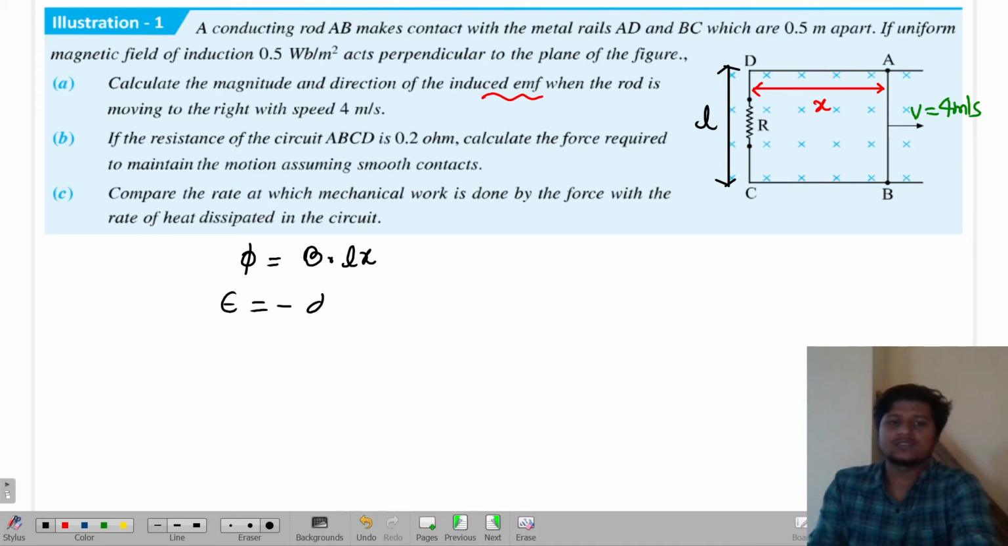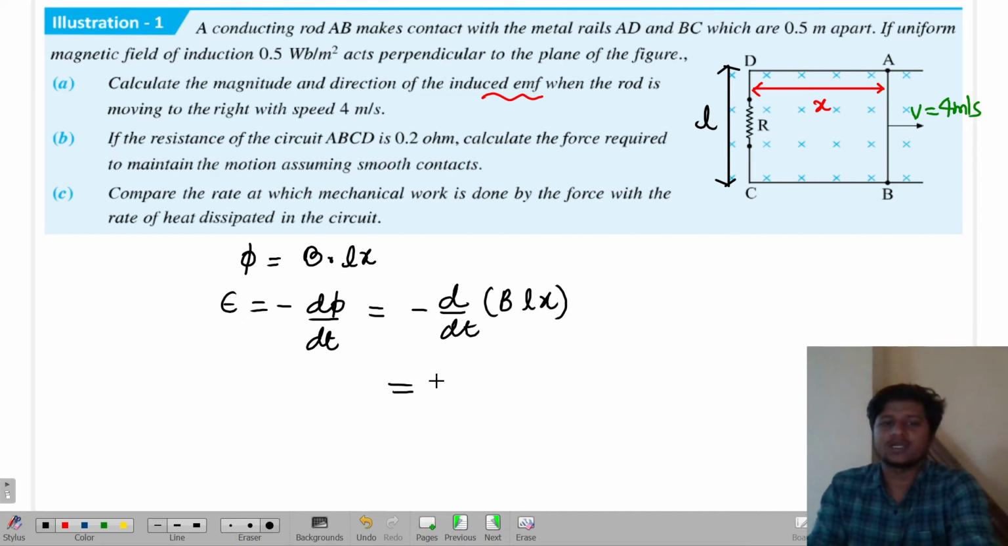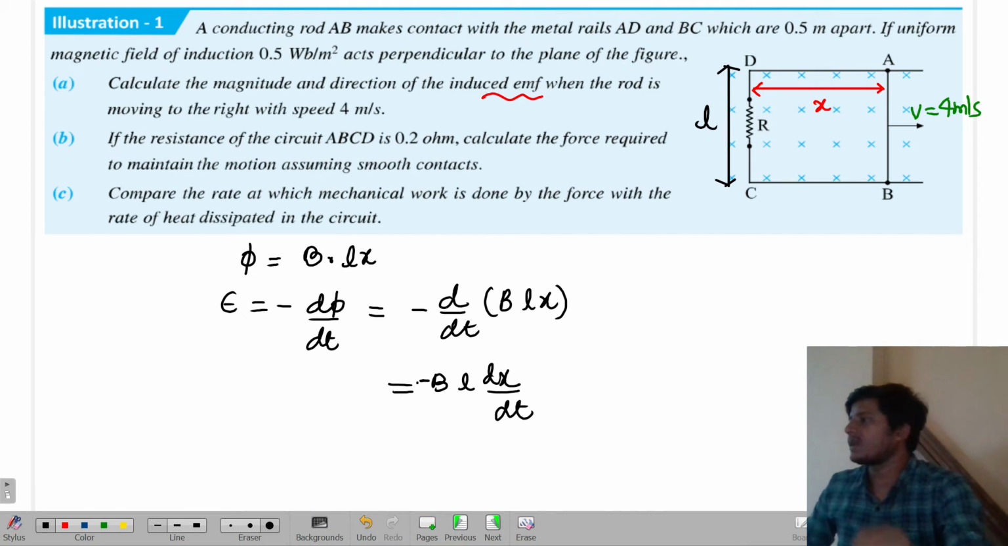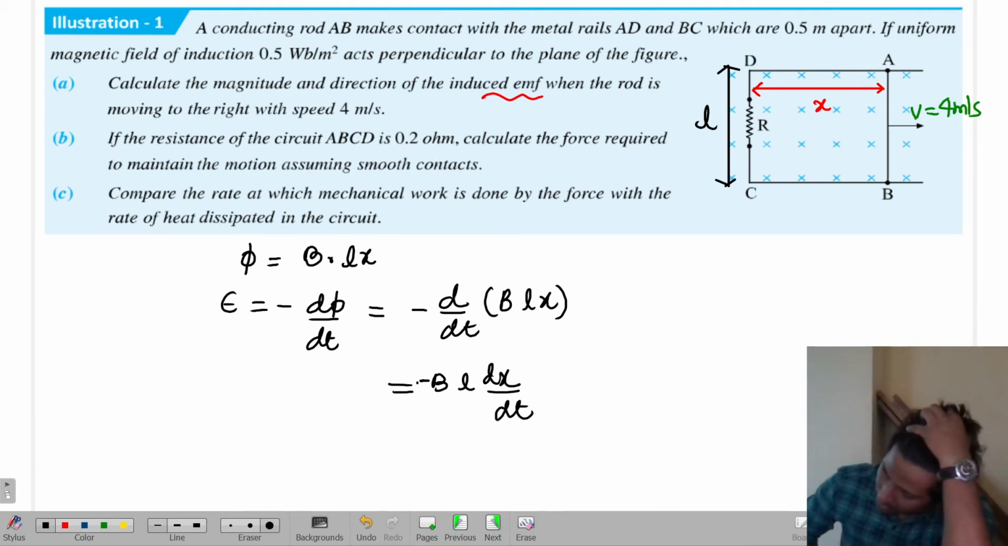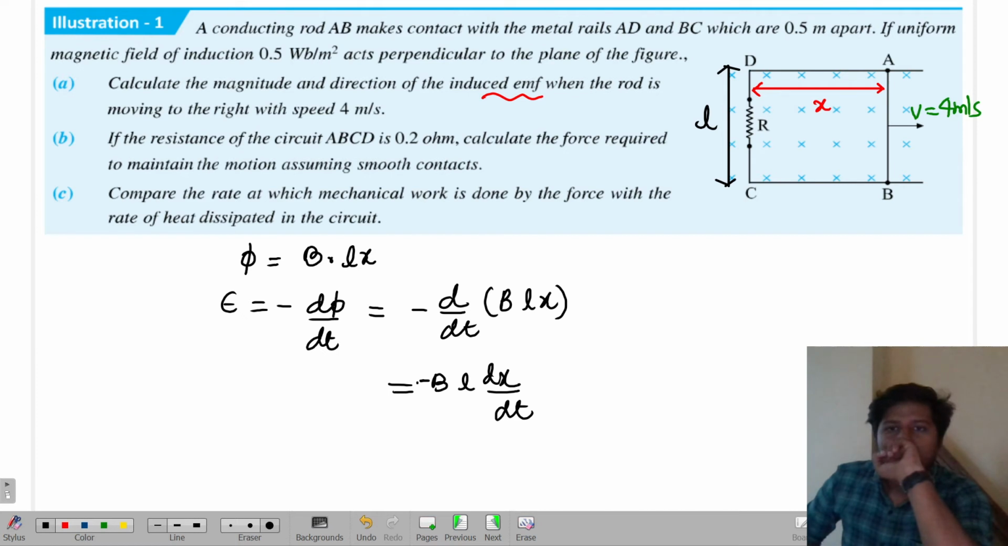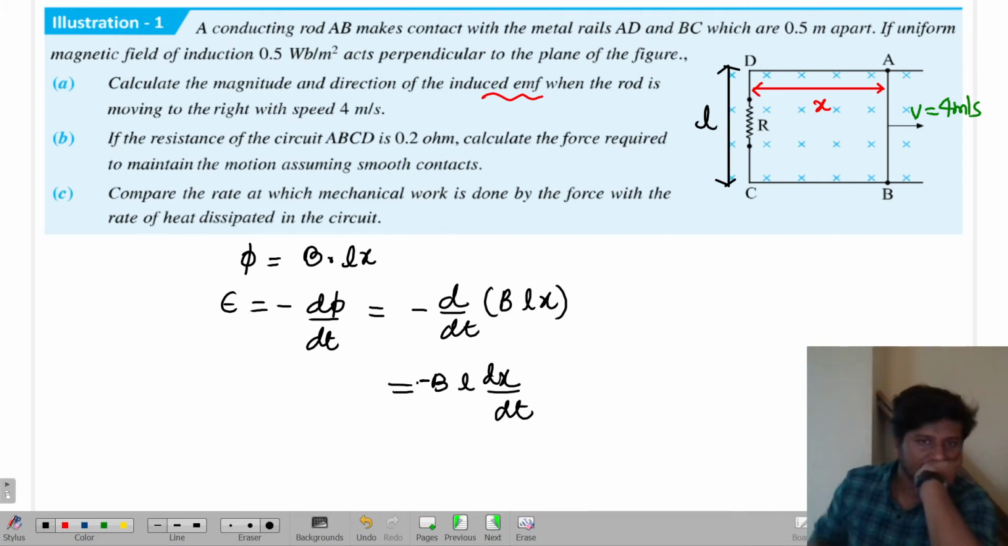So now look over here. EMF is equal to minus d phi by dt. Got it or not? Which is equal to what? Minus d phi by dt means minus d by dt of B into Lx. How much do I get? Minus of B into L into dx by dt. Am I going to get this or not? So look over here. What is the EMF generated?